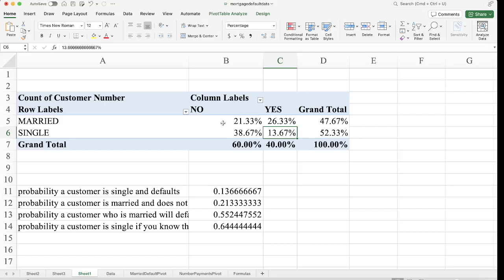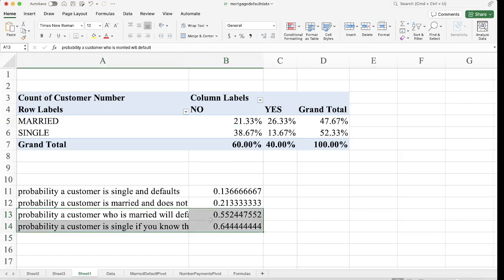Whereas the probability they're married and do not default is 21%. And so this is a way to show these overall probabilities in each of these categories. And it can let us more easily compare what groups of people are more likely to default or things like that. But the way that we're looking at this here does not show these conditional probabilities, because those are based on the row and column totals. Those are how we find those conditional probabilities.